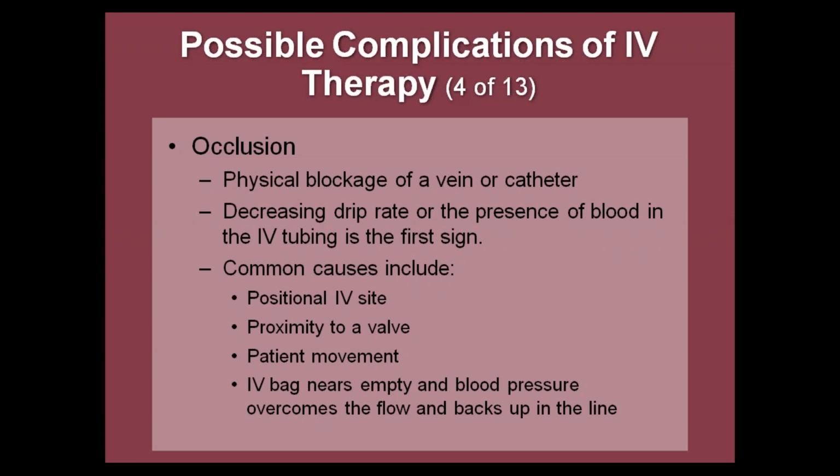They might get a backup of blood into the line. And once you reopen that line, that might be enough blood there that is actually preventing the flow. It might have stopped that flow of the fluid. So you might actually have to give pressure on that bag or use a flush to help free up that occlusion. You're going to see a decreased drip rate or the presence of blood in the IV tubing. That's your first sign. And again, some of the causes: positional IV site, proximal to the valve, patient movement, IV bags emptied.